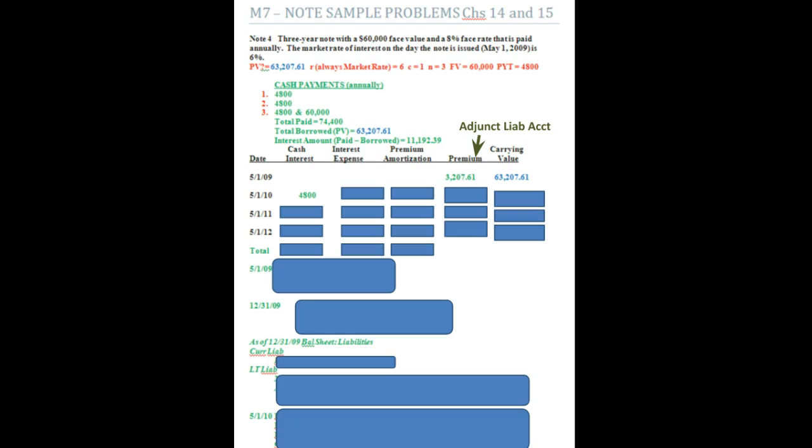So the cash interest is 4,800, but you've got to remember before when we had a discount note, the interest expense was greater than the cash payment. So what do you think is going to happen now? It's going to be less. Okay, the actual interest expense is less than the cash that we're paying out because this note was issued at a premium. So what's happening now, that interest expense, that dollar difference, is going to then lower the premium account, thereby lowering the carrying value.